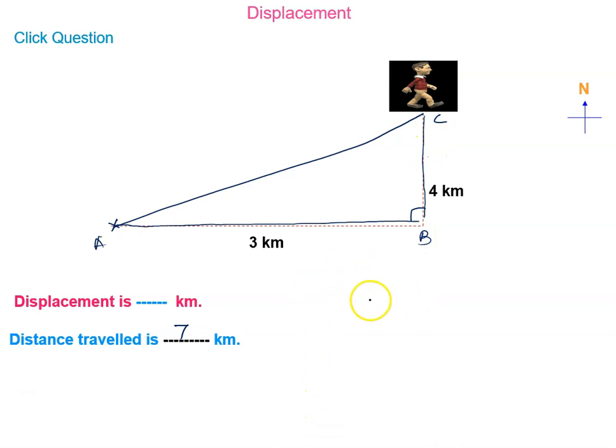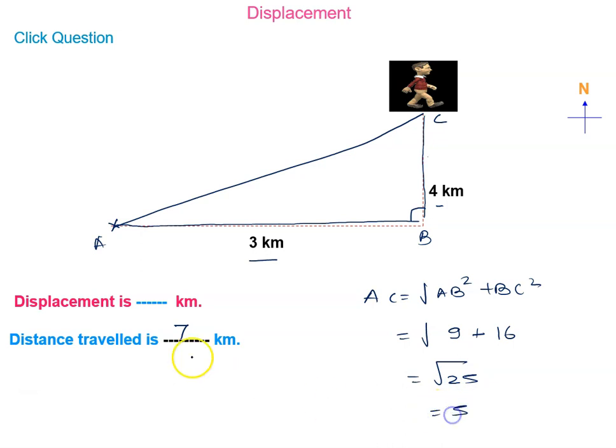So we will apply the Pythagoras theorem. AC equals root of AB square plus BC square. AB is 3, तो 3 का स्क्वायर कितना हो जाएगा 9, plus BC square, BC is 4, 4 का स्क्वायर कितना हो जाएगा 16. रूट, 9 plus 16 is 25, root of that is 5. So displacement is 5 kilometers.